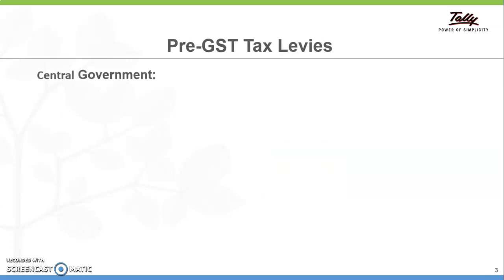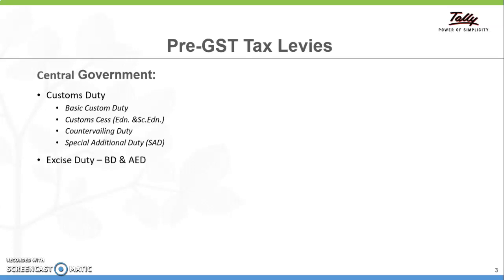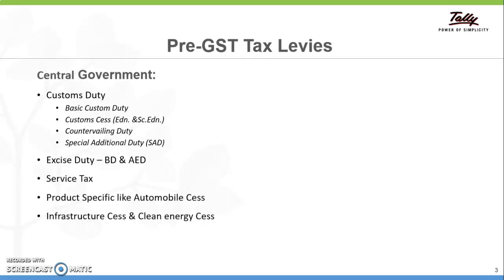These all are pre-GST taxes, before GST. The taxes levied by the central government are custom duty, basic custom duty, custom cess, countervailing duty, special additional duty, excise duty, service tax, product specific ones like automobiles, infrastructure cess and clean energy charges, research and development cess. So these are the taxes levied by the central government.